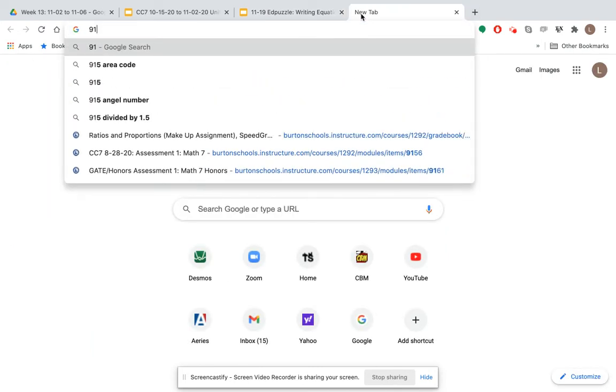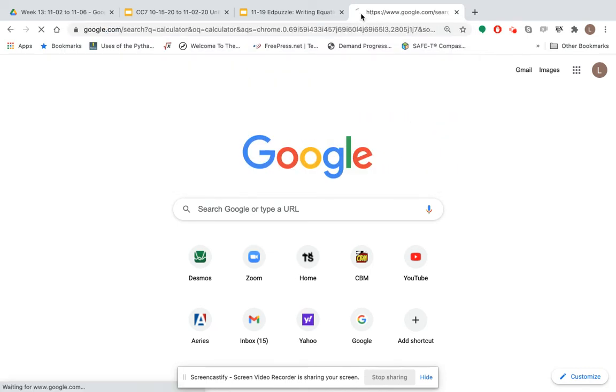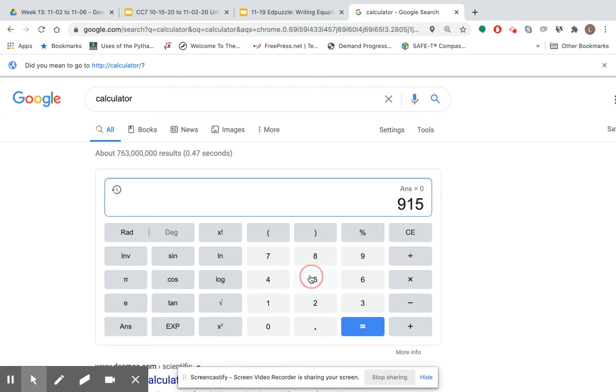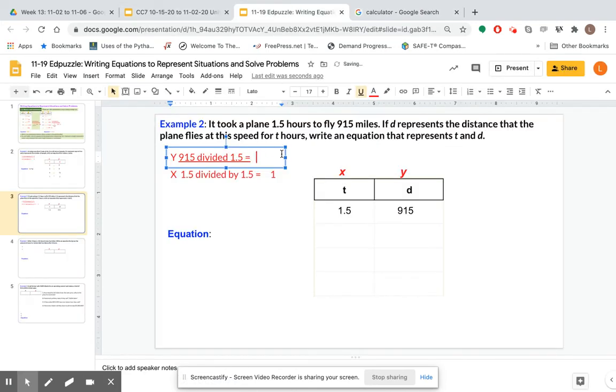I'm going to use a calculator to kind of speed it up. So 915 divided by 1.5 is equal to 610. Okay, so there we have that the plane was traveling 610 miles in just 1 hour. Okay, so that is our constant of proportionality, aka our unit rate.